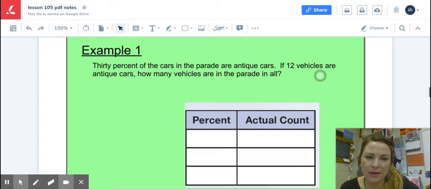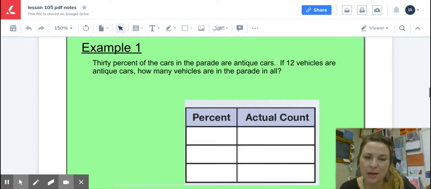You get that whole thing in there? There. Okay. 30% of the cars in the parade are antique cars. If 12 vehicles are antique cars, how many vehicles are in the parade in all? Okay, so this is our first example.